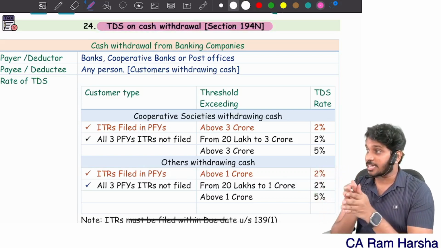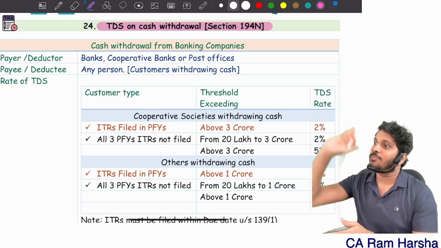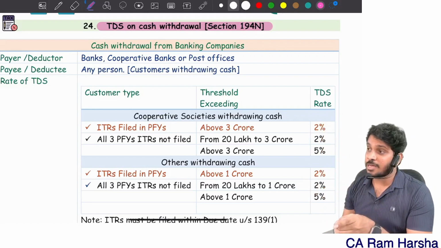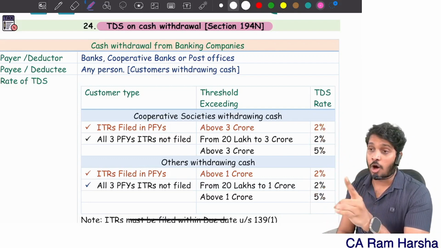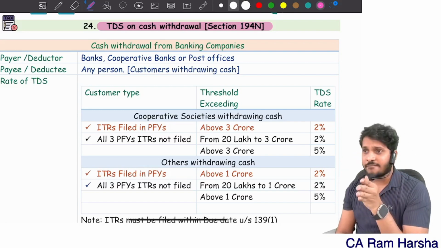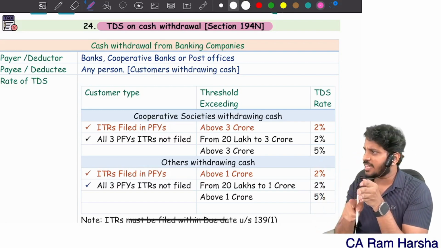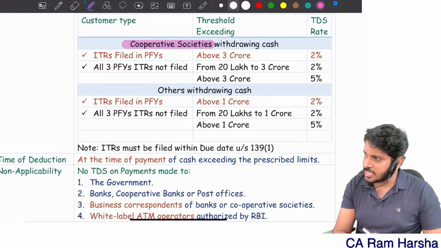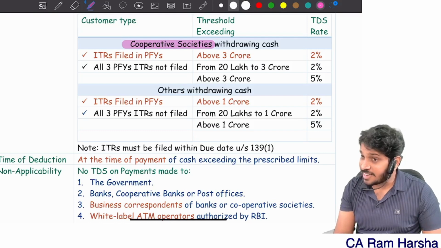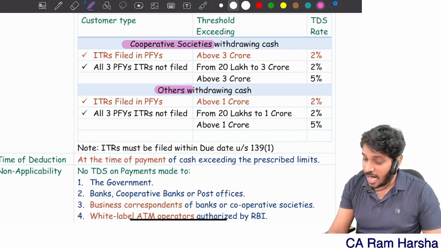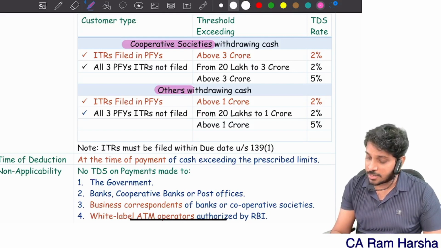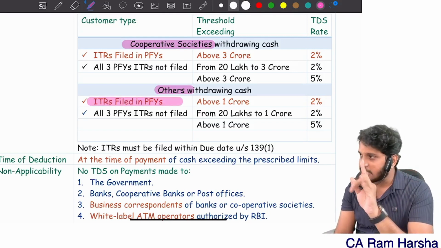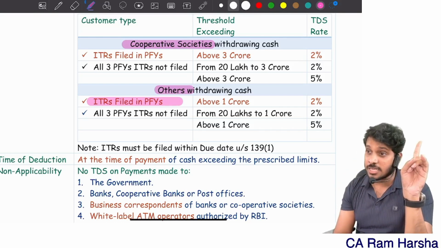You are withdrawing cash. Who is paying you? Bank is paying you. Post office is paying you. Cooperative bank is paying you. So this section is applicable for banks, cooperative banks, and post offices. When do they need to deduct TDS? When you are withdrawing cash. Yes, sir. Suppose a society is withdrawing cash. What is the limit when the TDS shall be deducted? When others are withdrawing cash, when do they need to deduct? Others, in the last 3 years, in at least 1 year you filed ITR. In the last 3 years, the current year you ignore.